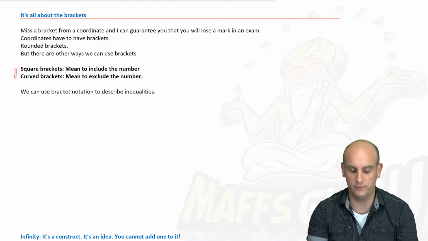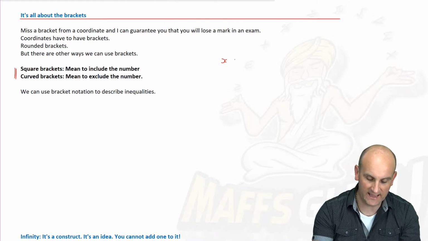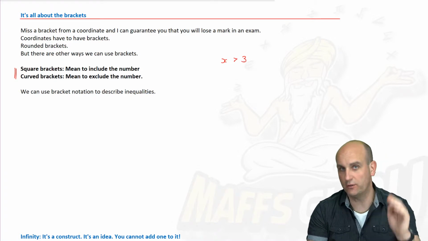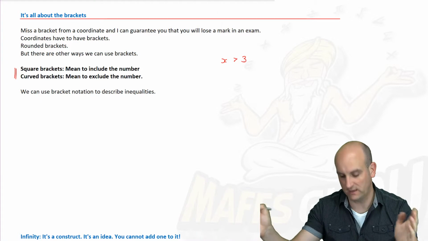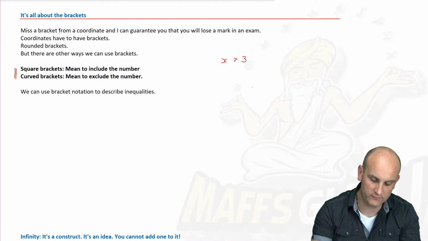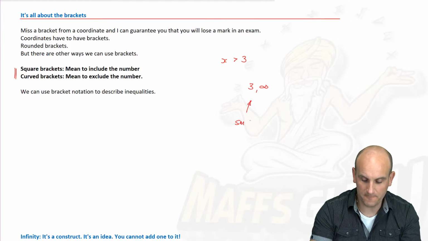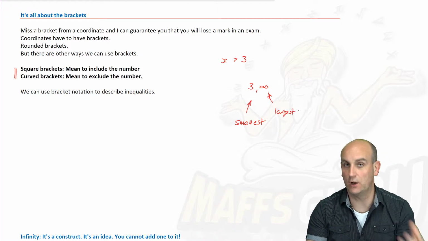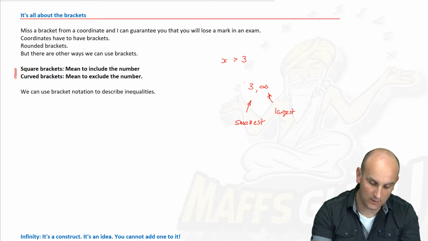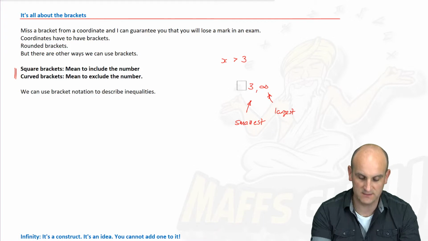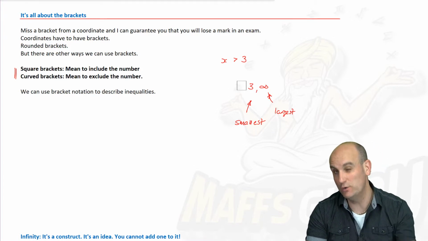And you can say, what on earth are you talking about? Well, let's go back. Let's say that X is greater than 3. When I drew that number line, I started at 3 and I went all the way to infinity and beyond. So imagine I could write this as 3, infinity. Here is my smallest value, and here is my highest or largest value. Now, obviously, we've got to find a way of saying including and not including. A square bracket means including.